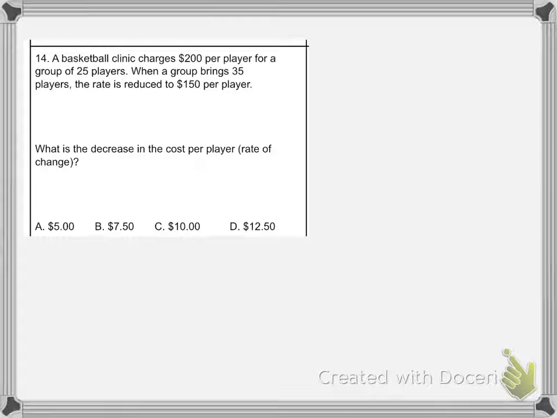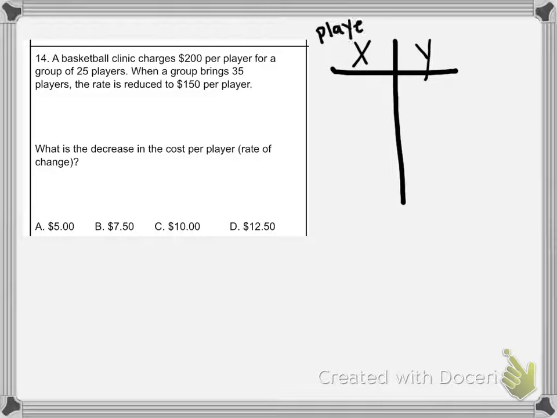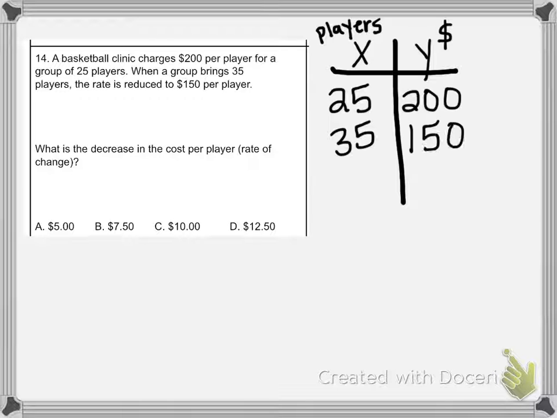And with that table, we're going to determine which one is our independent and which one is our dependent. So for my independent, we are comparing two things. We're comparing dollars and we're comparing players. So how much it costs depends on how many players are actually going. So x is going to be the number of players and y is going to be the total cost. So it says that it was $200 for a group of 25 and then $150 for a group of 35.